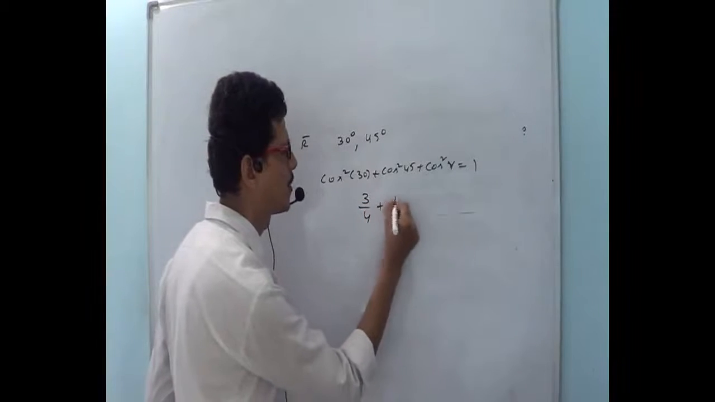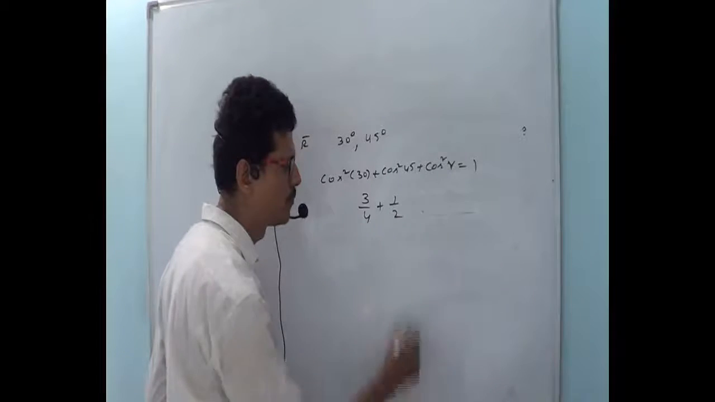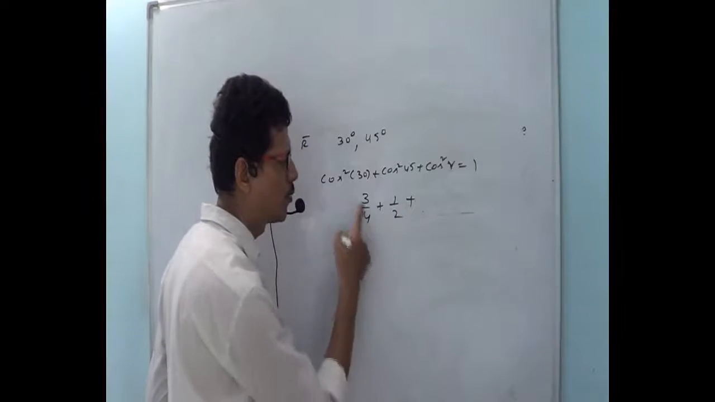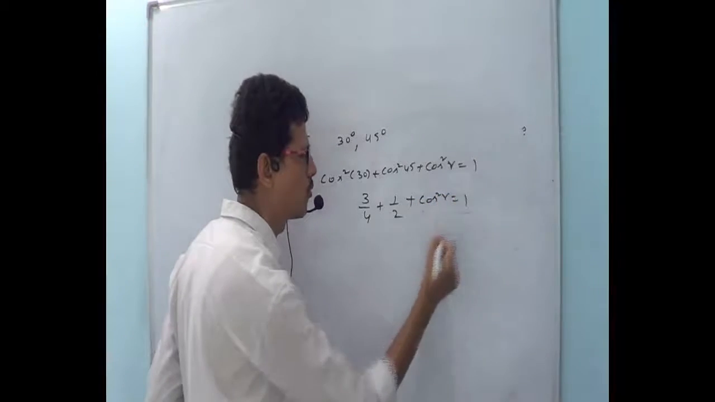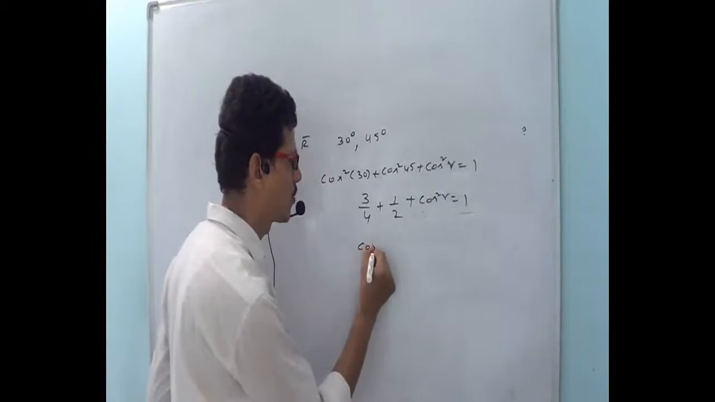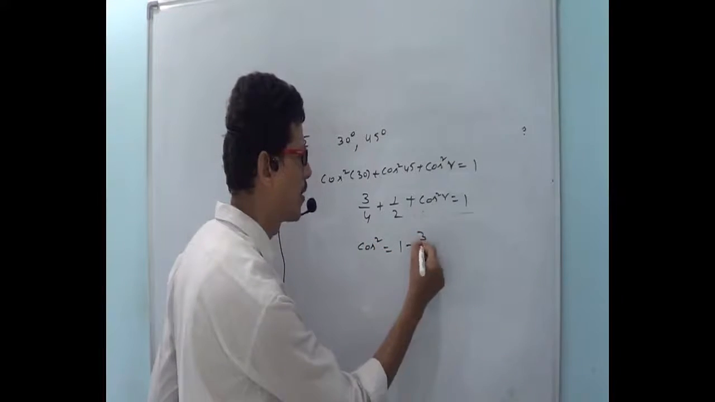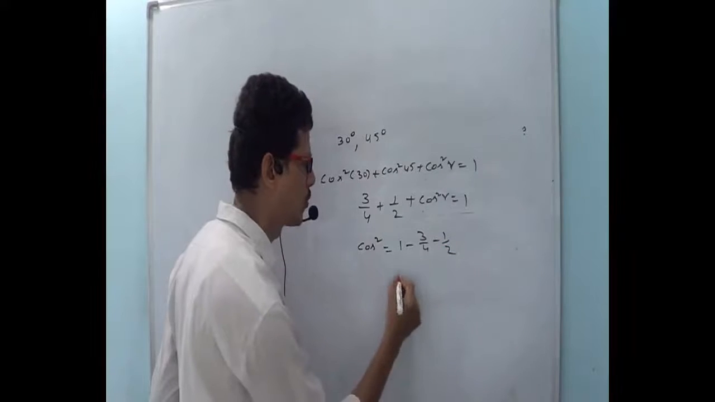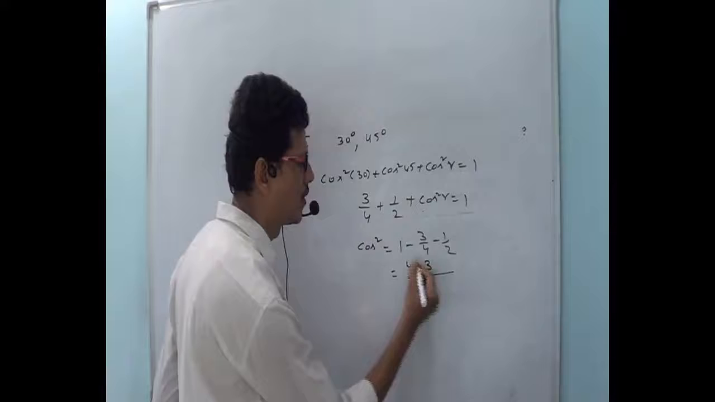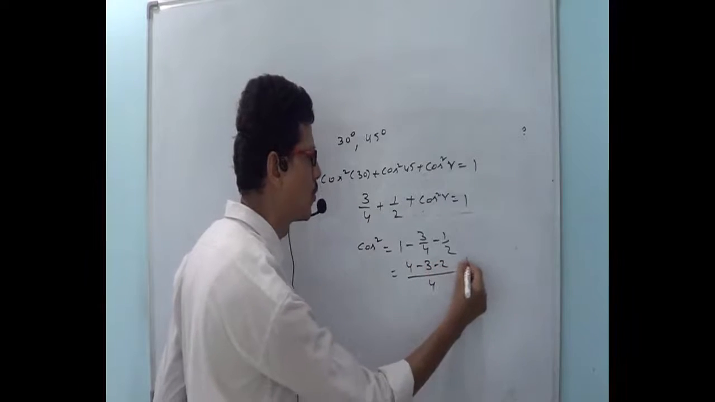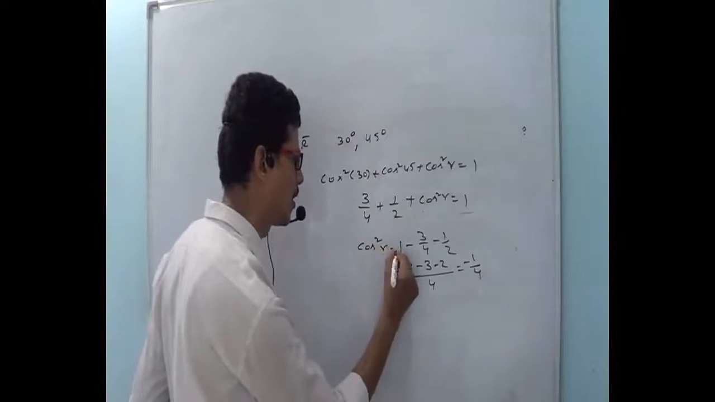This is 3 by 4 plus 1 by 2. 1 by root 2 whole square, na? This is root 3 by 2 whole square. So cos square gamma is equal to 1 minus 3 by 4 minus 1 by 2. So what is the LCM? 4 is the LCM. 4 minus 3 minus 2, so we are getting minus 1 by 4 for cos square gamma.